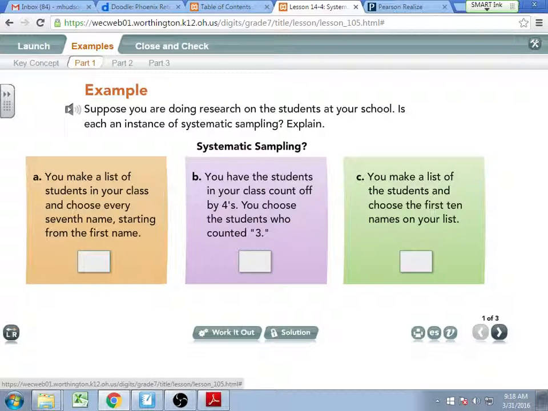So let's think about, are these systematic samples? Take a second on your paper. I'll give you about a minute. Decide if each of these is a systematic sample. If it is not, explain why. If it is, underline the part that makes it systematic. If it's not, explain why it's not. You have a minute starting now.